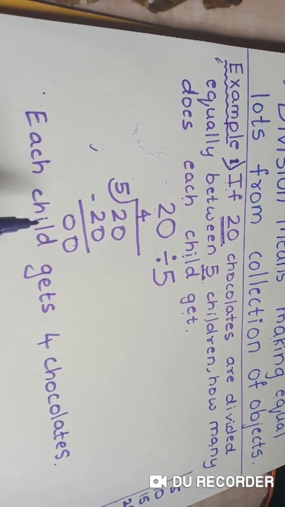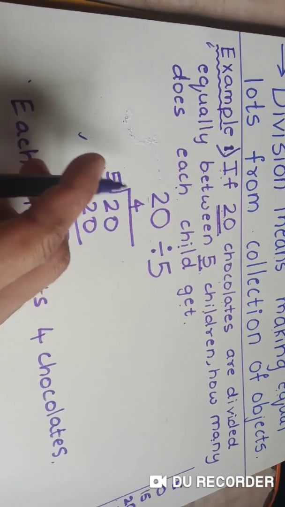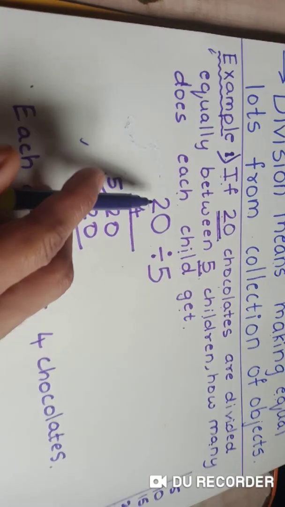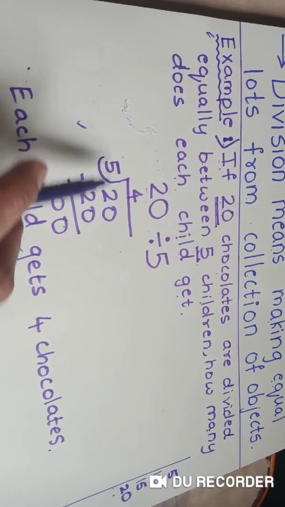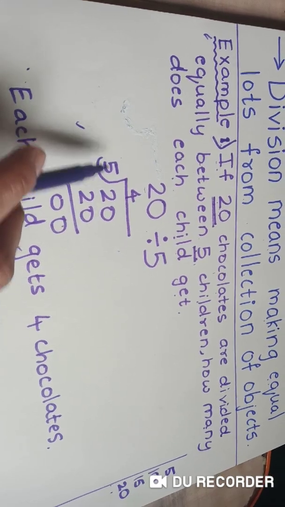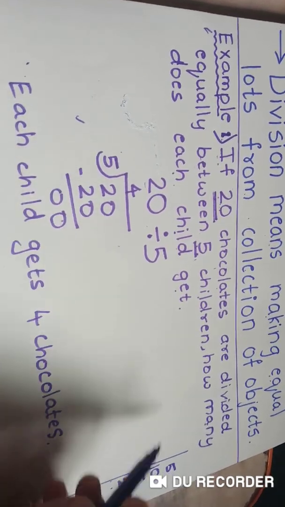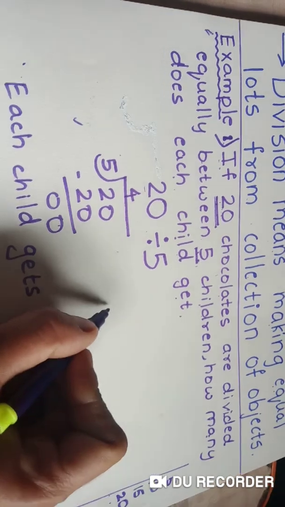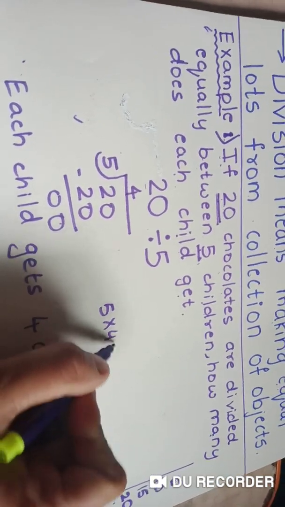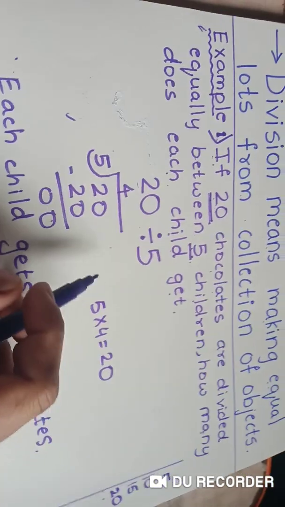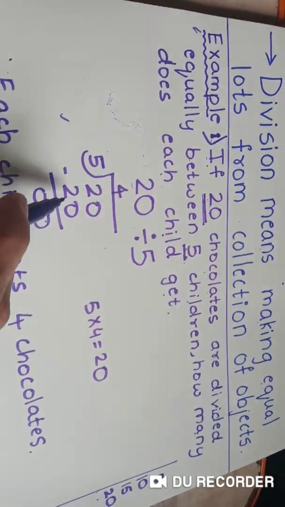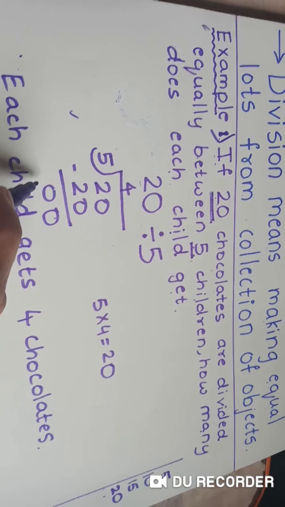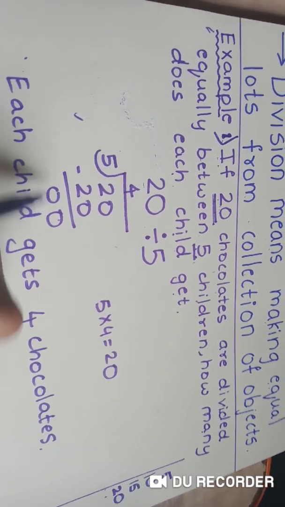Have you all understood? What we have done here? We have divided 20 divided by 5. Then how many times does 5 go into 20? 5 fours are 20, 5 multiplied by 4 equals 20. Therefore, 5 fours are 20 and the remainder we have got here is 0.